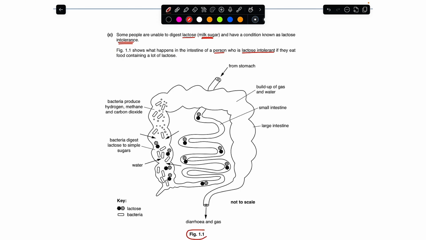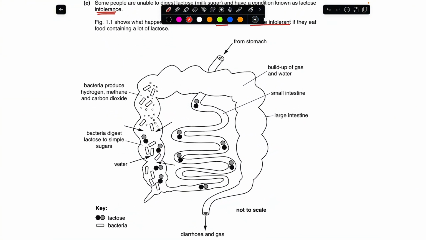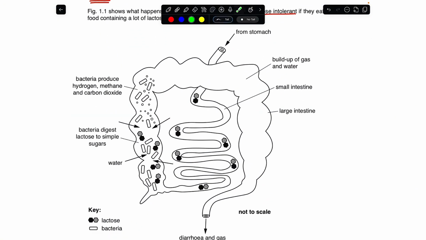They have given you figure 1.1, and here they are trying to give you an idea of what would happen if this lactose intolerant person were eating food that had a lot of lactose in it. If you just follow this diagram, from the stomach, the lactose is entering into the small intestine, and since they do not have the lactase enzyme, the lactose, being a double sugar, would not be able to pass the cell membranes or the cells of the villi of the small intestine.